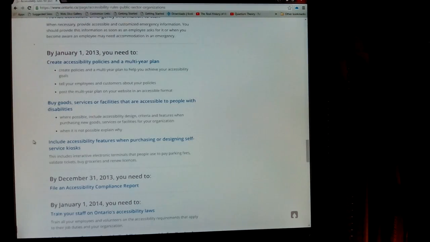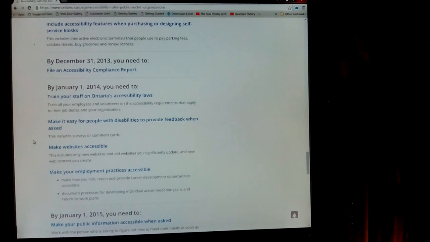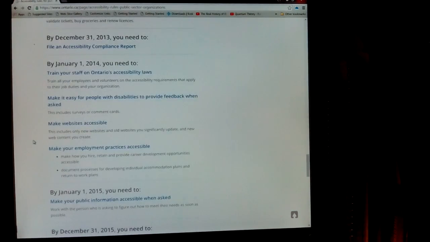Include accessibility features when purchasing or designing self-service kiosks. This includes interactive electronic terminals that people use to pay parking fees, validate tickets, and buy groceries and renew licenses. December 31st, 2013, you need to file an accessibility compliance report. By January 1st, 2014, you need to train your staff on Ontario's accessibility laws. So this was a full year before I ended up going in that courthouse.